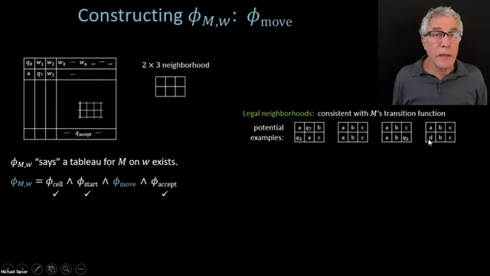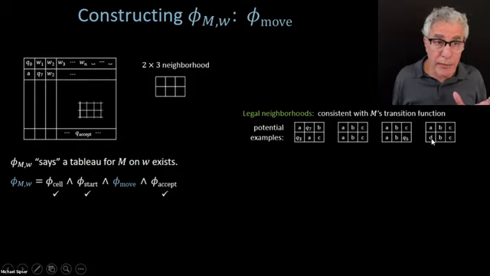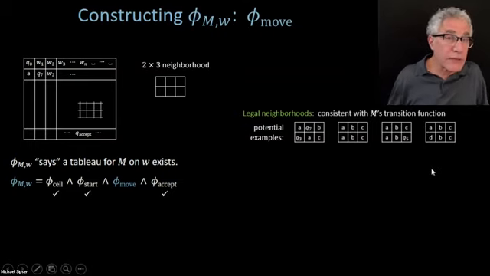And here is another kind of weird legal neighborhood. If you have A, B, C, and then the A changes to a D, that could also be a legal neighborhood if the machine's transition function allows an A to get converted to a D when some state is reading that A, and that state also moves its head left. So it doesn't move into this picture. So those are examples of legal neighborhoods.